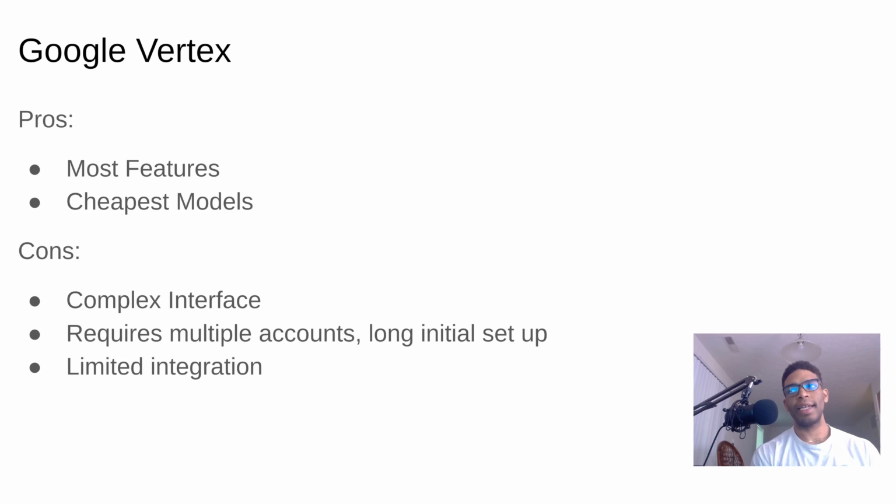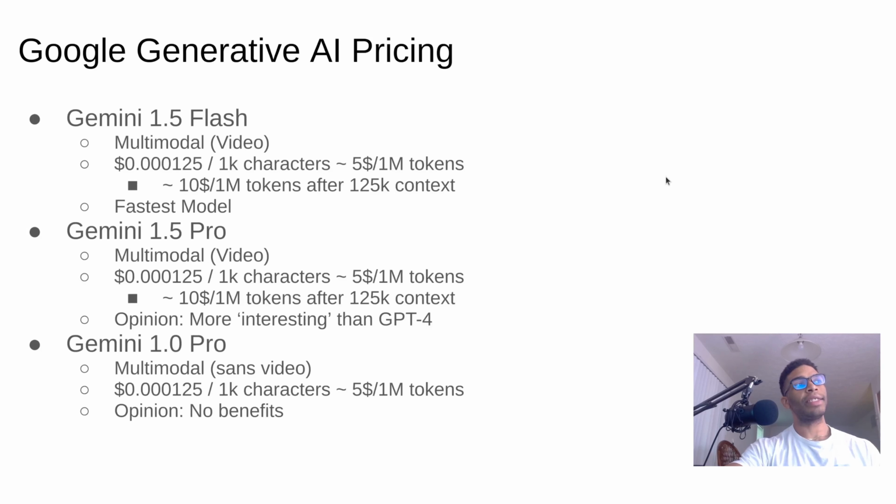So LangChain allows you to use it, but it's clearly not a priority, and it's kind of an afterthought. And that seems to be the case with everything. Complex interface. I mean, it is really hard to use this thing. And here's the pricing. Gemini 1.5 Flash is the fast model.